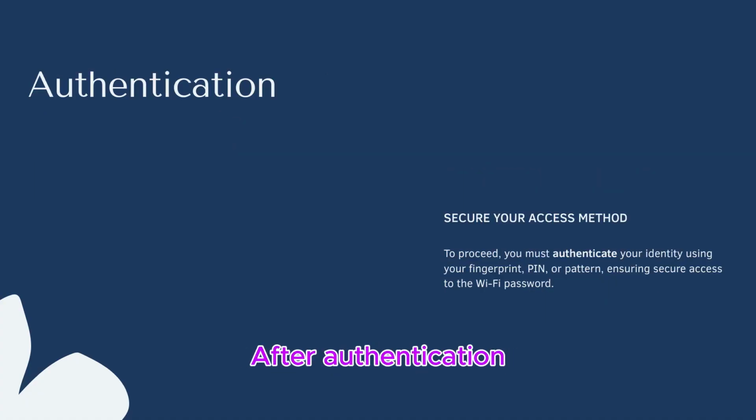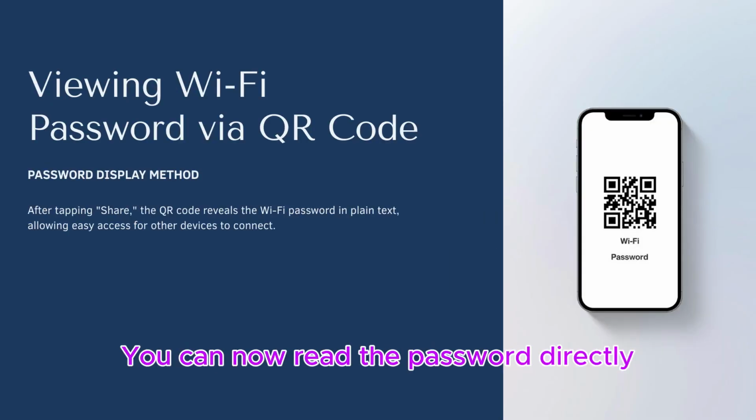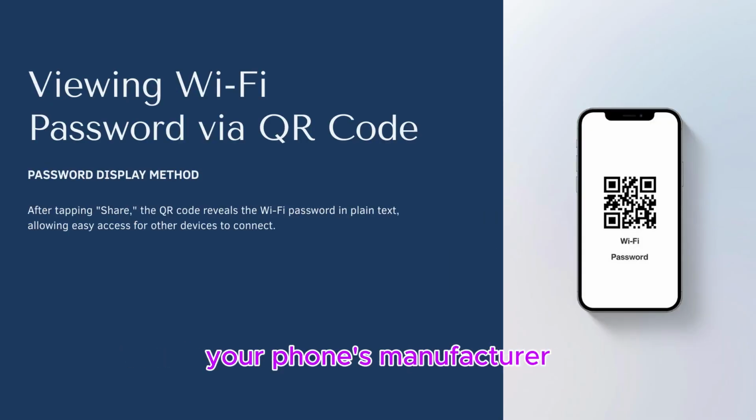After authentication, a QR code will appear on the screen along with the network's password written in plain text below the QR code. You can now read the password directly. If you don't see a share option, your phone's manufacturer may have a different method.